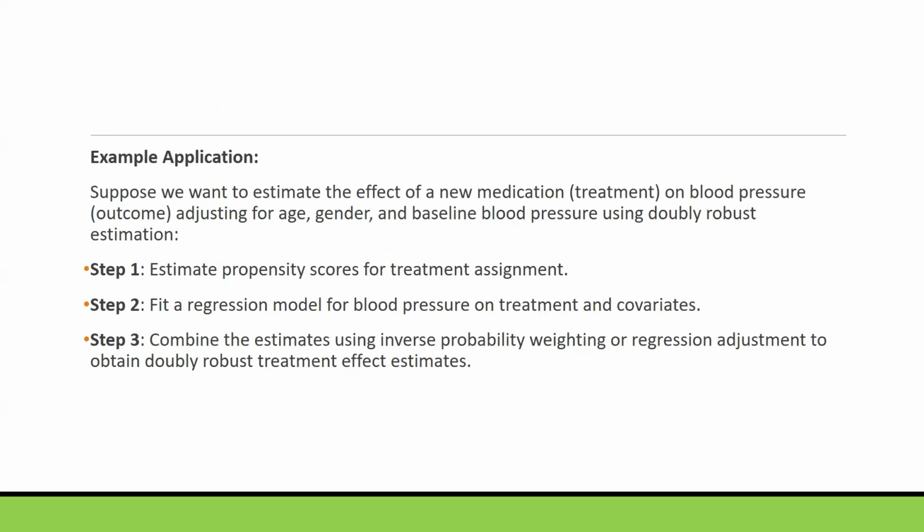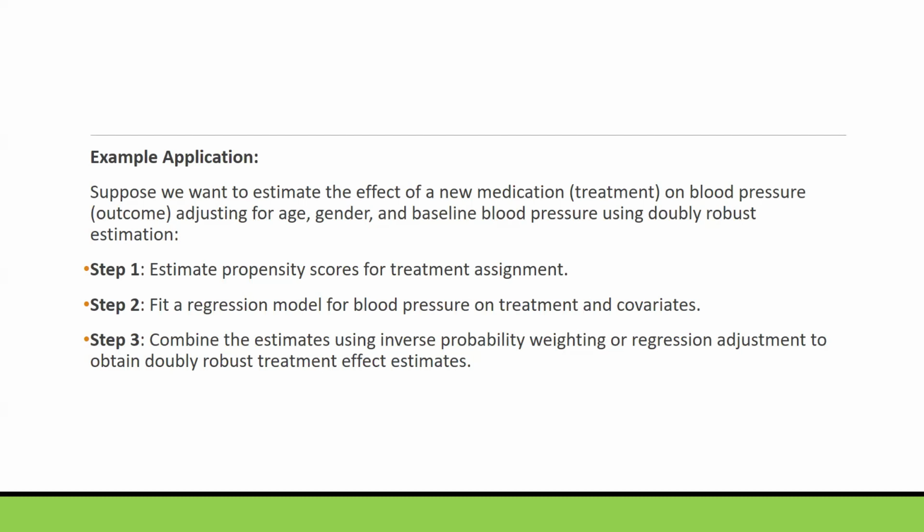So how do we do it? Practically, if you want to measure the effect of a new medication on blood pressure, as an example, adjusting for age, gender, and baseline blood pressure, you know how this doubly robust estimation helps you? First, you estimate the propensity score of the treatment, and then you regress the outcome.